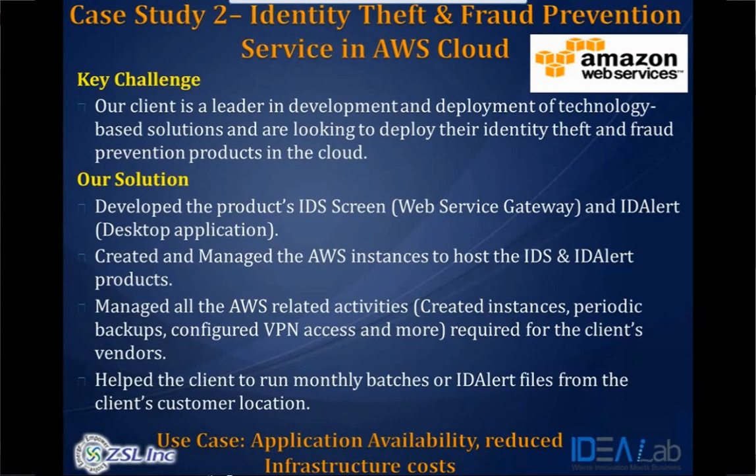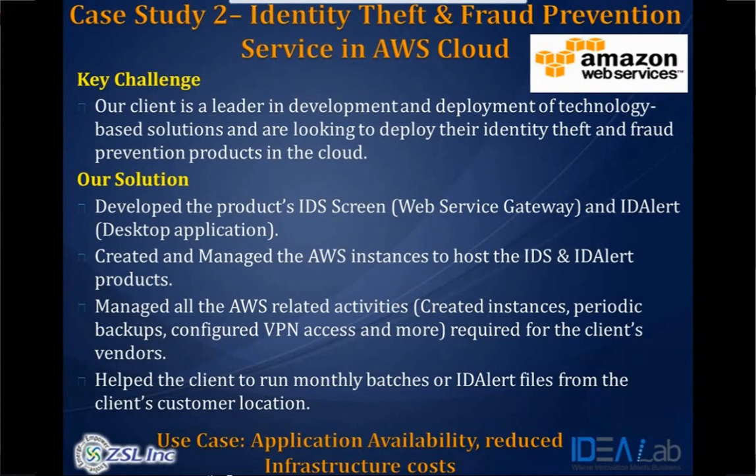In case study 2, the use case was application availability and reduced infrastructure costs. This was the main reason they moved to the cloud. They had some security concerns. We all talk about cloud security being very weak. Yes, it was weak, but we actually secured it for this specific customer. They have millions of transactions going on the cloud. So we used the Amazon cloud service for this.